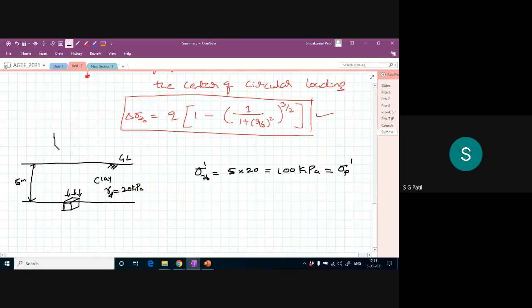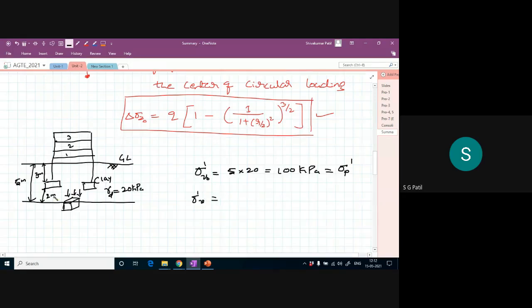Now I will come and build a structure here, some 3-floor building. So this is my footing here, which may be at some 3-meter depth, and the remaining depth is 2 meter. This is the first floor, second floor, and third floor. Now I want to calculate the stress here.